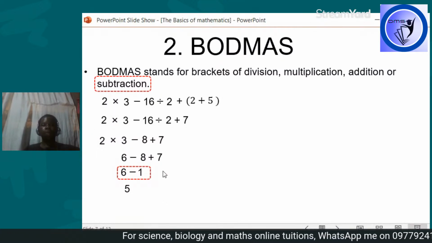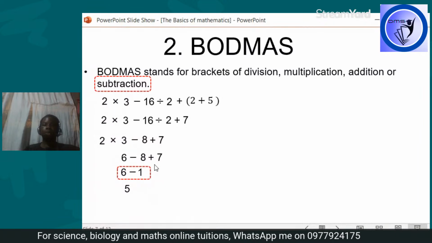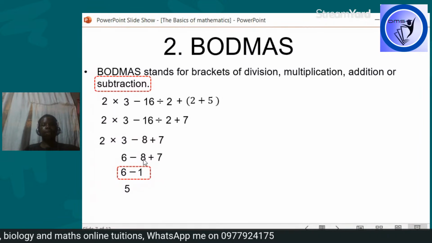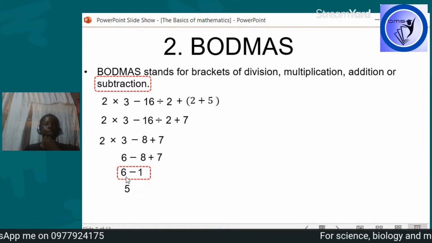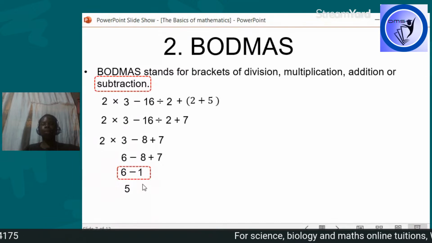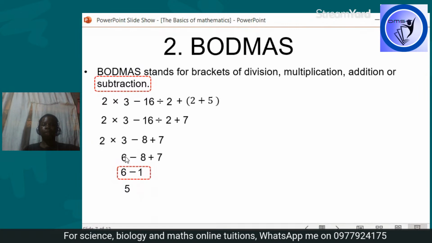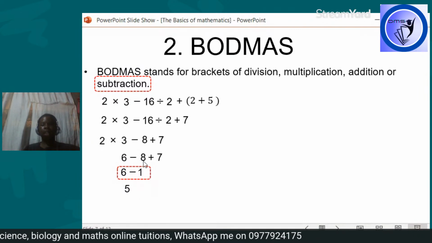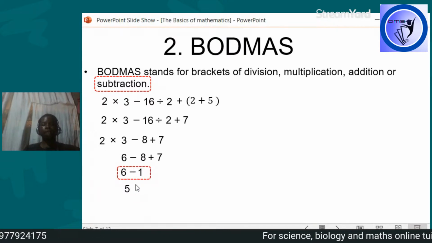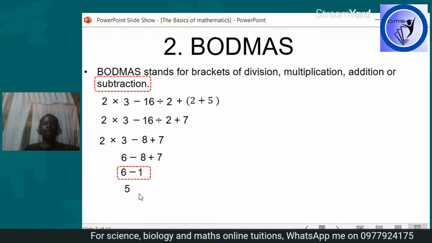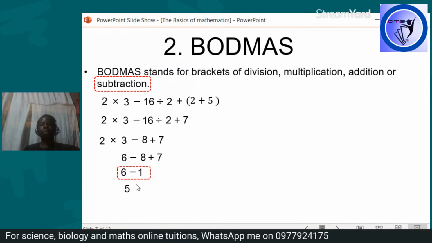Otherwise, in the previous one, I made an error where I first did 8 plus 7, where I got 15. Then I said 6 minus 15. Then I got a wrong answer, which was very wrong, because even if I say 6 minus 8, I'll get 8 minus 6, which will be 2, and that 2 will be negative. Then I'll say plus 7, which will be positive. Then I'll get the answer as positive 5.